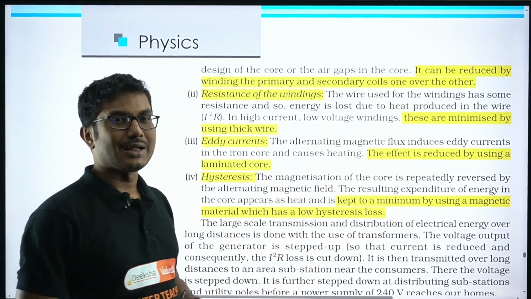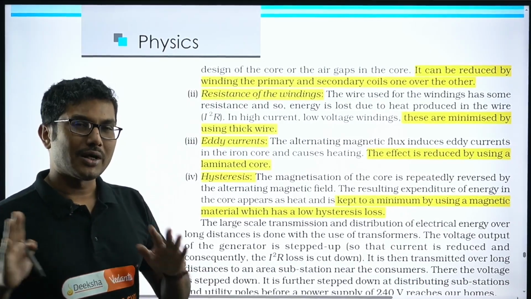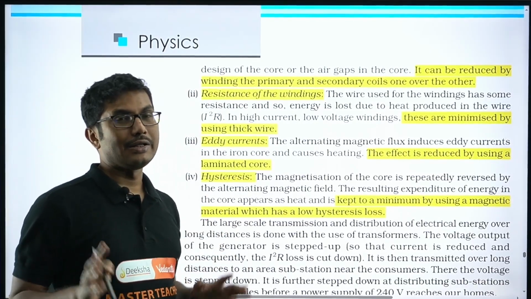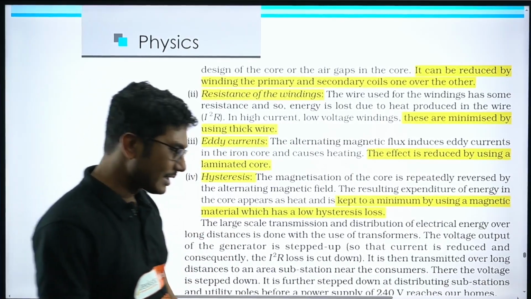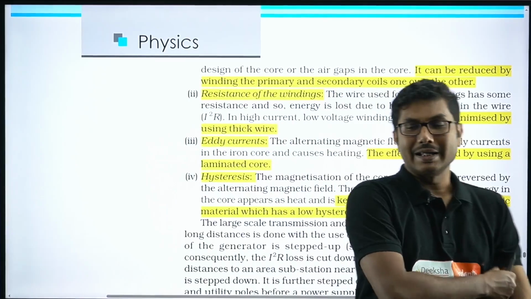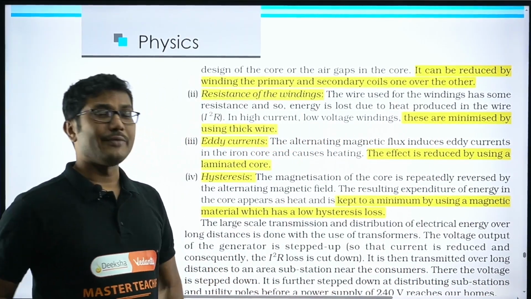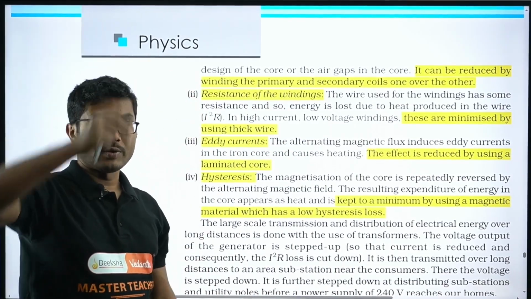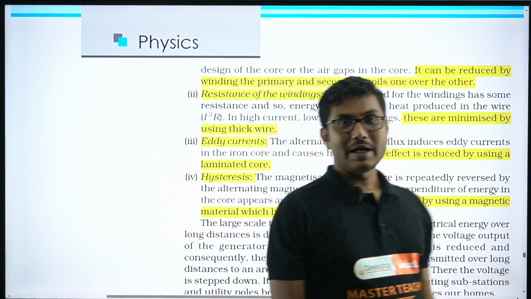If you make the wires thicker, resistance will decrease, and based on that, you can somewhat reduce the heat developed, but you cannot completely reduce it. Now eddy current is some interesting concept. I cannot explain the basic thing about eddy current, but if you have seen some experiment, there is a copper tube. Through that copper tube, a magnet is dropped.